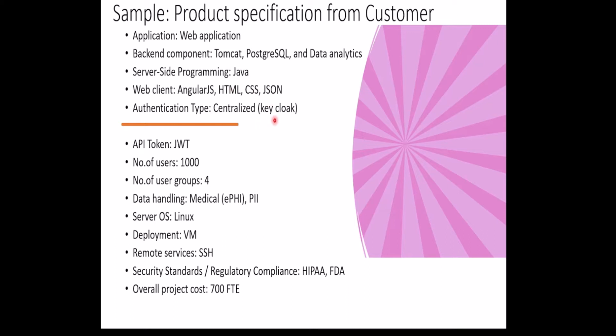Authentication type: it's centralized authentication, Keycloak based authentication is happening. JWT tokens are used for API tokens, and the application shall support 1000 users. Number of user groups is 4. Data handling: medical data and PII data is handled by the application. Server OS is Linux, deployed in a VM, remote service SSH is exposed. Security standards or regulatory reference: HIPAA. Then the overall project cost is 700.